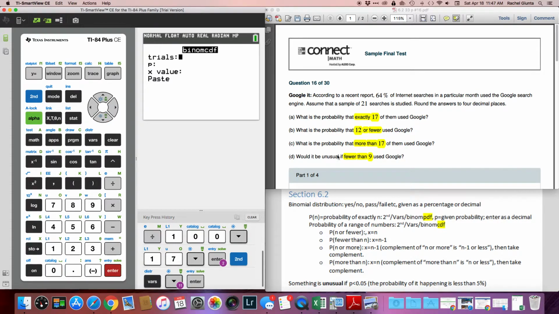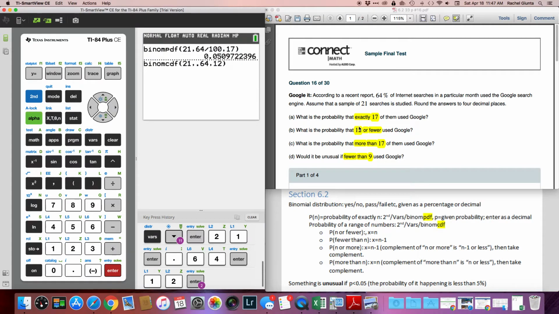And for all of these, when it's different parts of the same problem, your trials and your p-value are going to be the same for all of them. So we've got 21 and 0.64. And then the x value, we just decided, because the wording is or fewer, the x is going to be the same as the number that it gives us, which is 12. Paste, enter, and 0.3287.